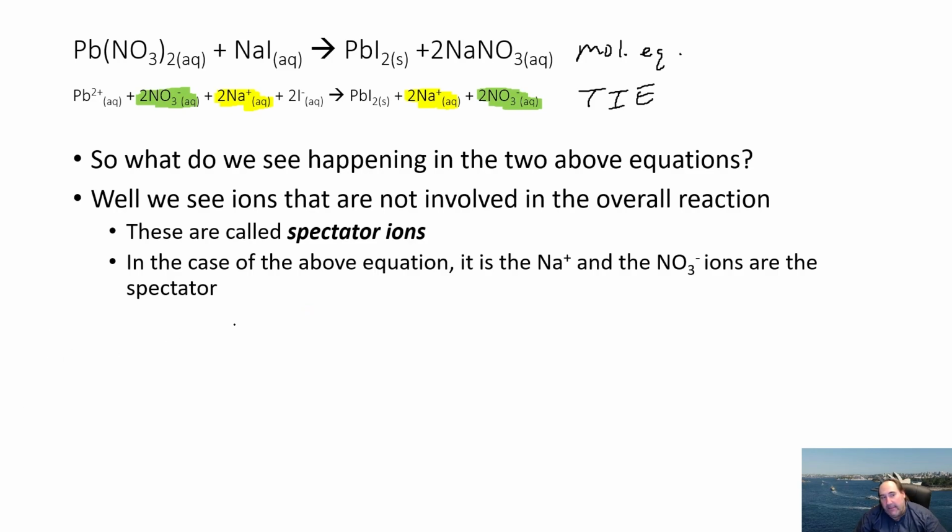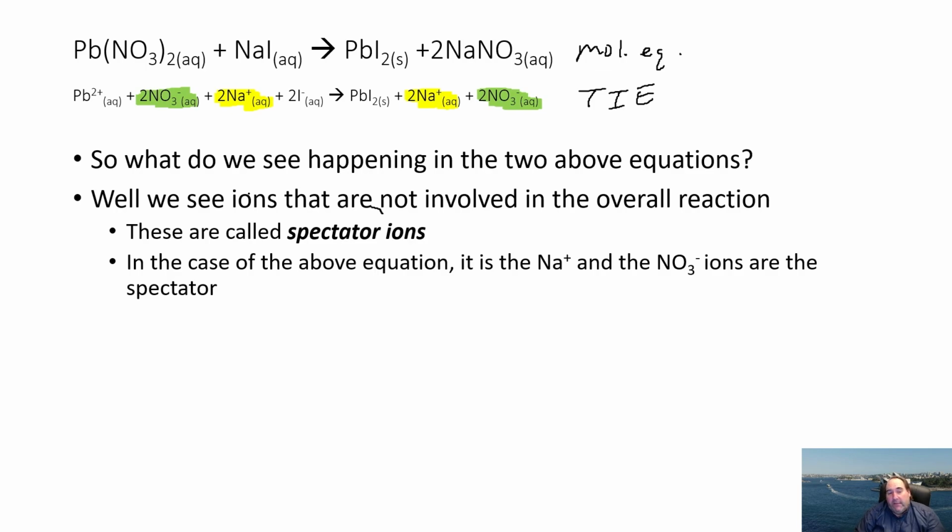So what I mean by that is there's 2 nitrates on the left, there's 2 nitrates on the right. There's 2 sodiums on the left, there's 2 sodiums on the right. When you get to this part, you should always find those spectator ions to be equal on both sides of the arrow. If you find that they are not equal on both sides of the arrow, there's probably a pretty good chance you didn't balance something correctly. And that's really why they are not matching. So that's a good way to check yourself.